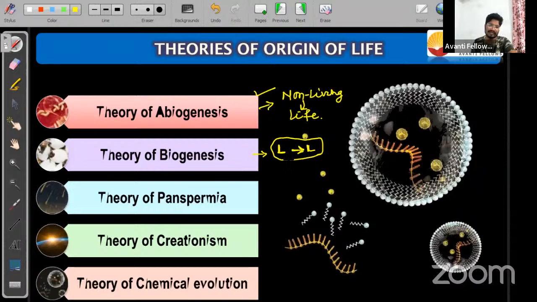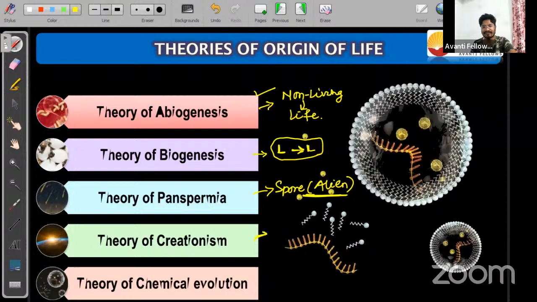The theory of panspermia says that life was initially not on the earth surface. It is some alien kind of thing, some alien spore which fell upon the earth surface and germinated or originated into a living form. So the spore came from outside, and that alien spore developed into a living form. That is the theory of panspermia. Next is the theory of creationism and special creation.